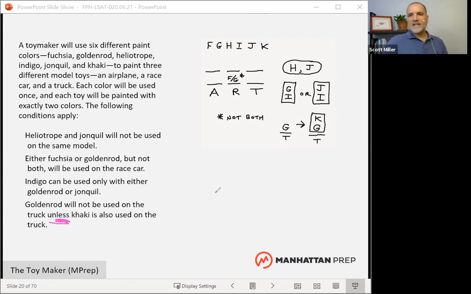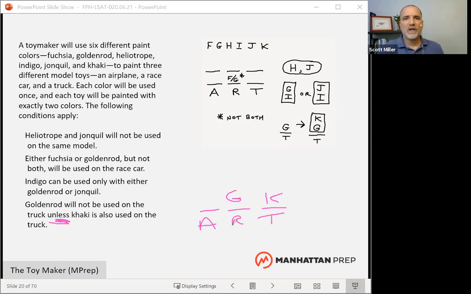Just to be clear, what I'm asking is, would it be okay if I had maybe G in the race car and K in the truck without G? Would that be okay? I have a vote for yes. The answer is yes.